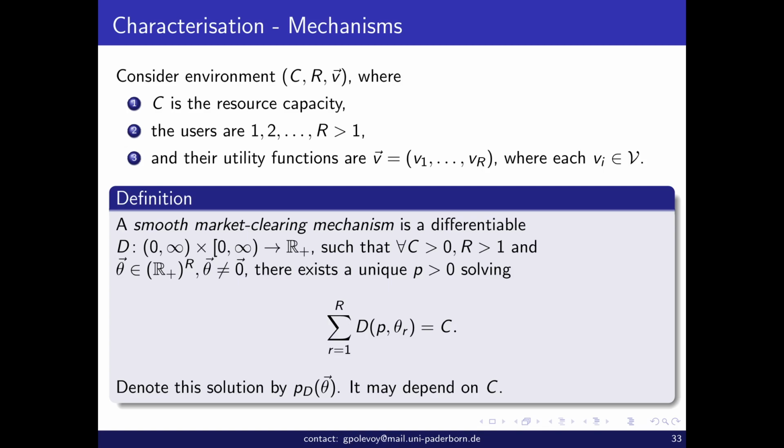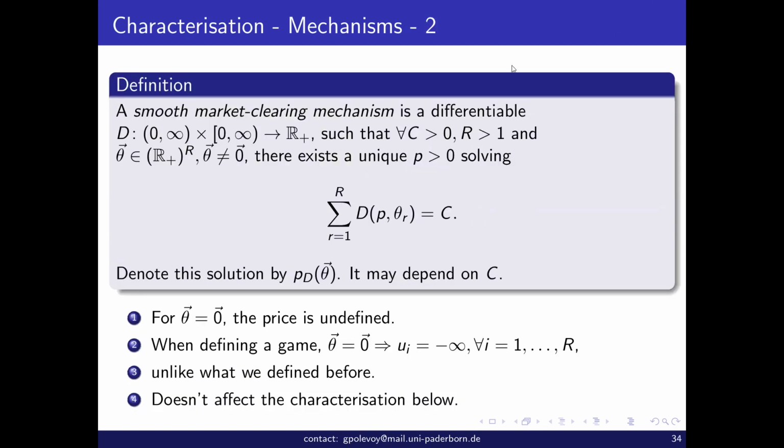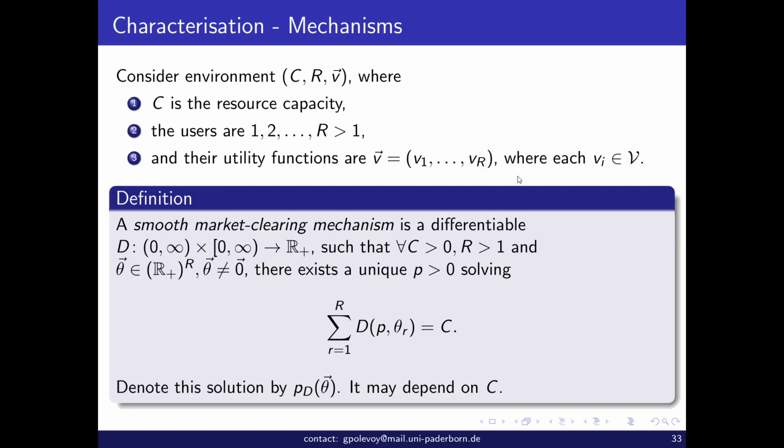The users are 1, 2 till R, R being a natural number strictly greater than 1. And the utility functions, that's the vector V. For each user there is a utility function, each function being from this calligraphic V, which I've defined.